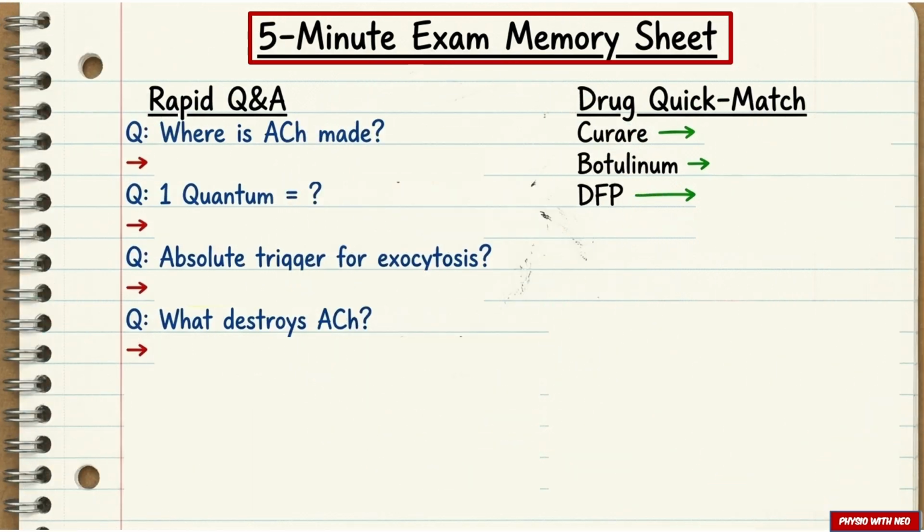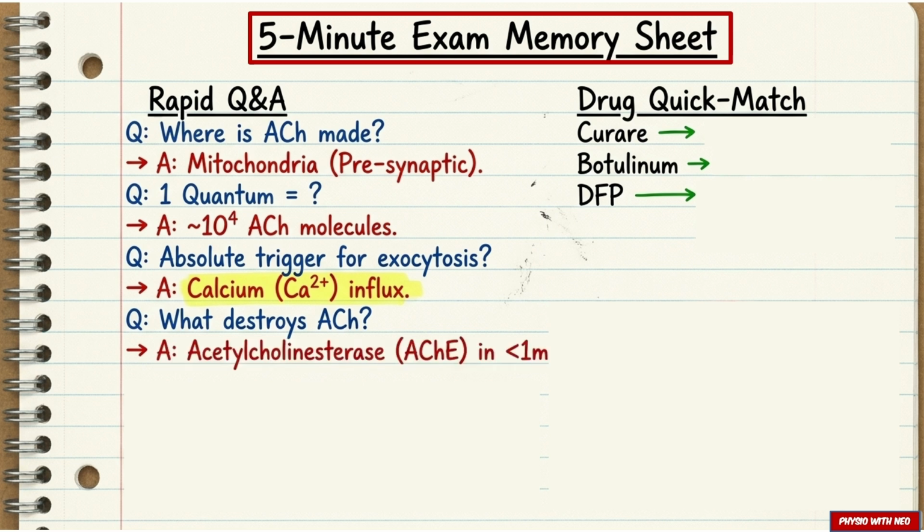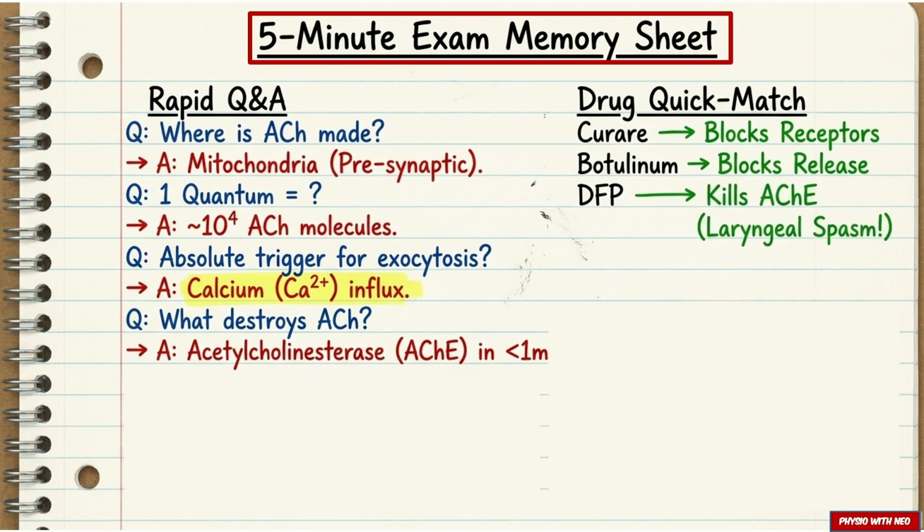Let's answer rapid fire. First one, where is acetylcholine made? In the mitochondria of the presynaptic terminal. How much acetylcholine is present in one quantum? About 10,000 molecules in one quantum. What is the absolute trigger for exocytosis? It is calcium influx. What destroys acetylcholine? Acetylcholinesterase, in less than 1 millisecond. Now a quick drug match. Curare blocks the receptors. Botulinum blocks the release. DFP kills acetylcholinesterase and produces laryngeal spasm.